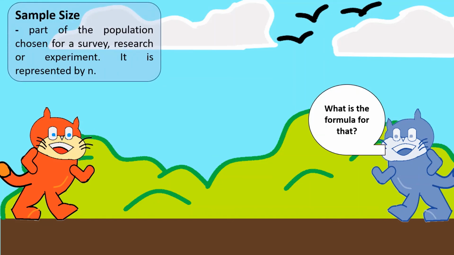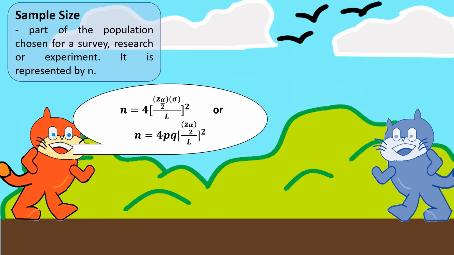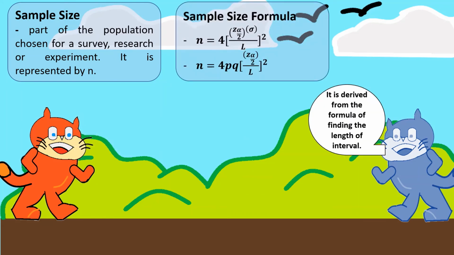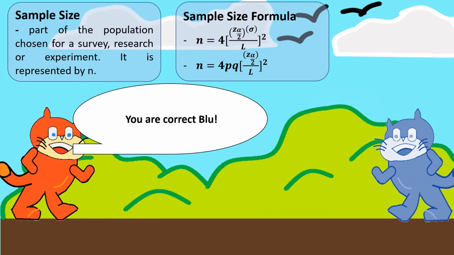What is the formula for that? n equals 4 times the square of the quantity, the critical value multiplied to the standard deviation all over L, or it could be n equals 4 times p times q times the square of the quantity of the critical value z all over L. It is derived from the formula of finding the length of interval. You are correct, Blue.